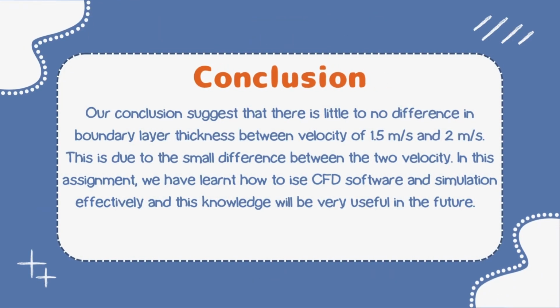In conclusion, our analysis suggests that there is little to no difference in boundary layer thickness between velocity of 1.5 meter per second and 2 meter per second. This is due to the small difference between the two velocities.